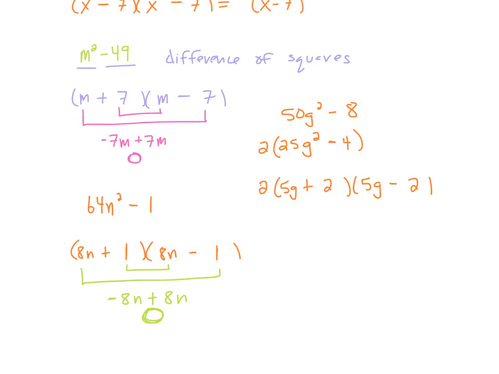And again, on this last one, if I multiply my outside and my inside together, 5g times negative 2, negative 10g, and 2 times 5g, positive 10g. So those cancel to be 0. All right, so that is our special cases there. Just a couple of new things to add in to our factoring here.